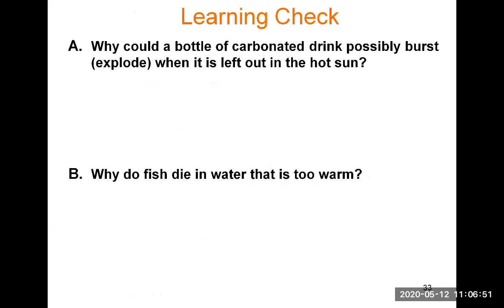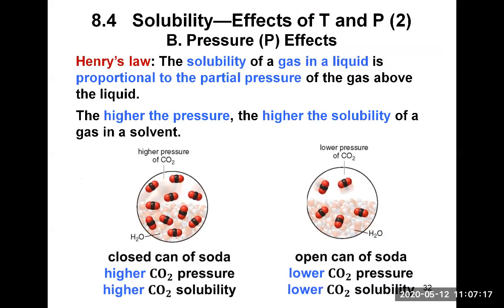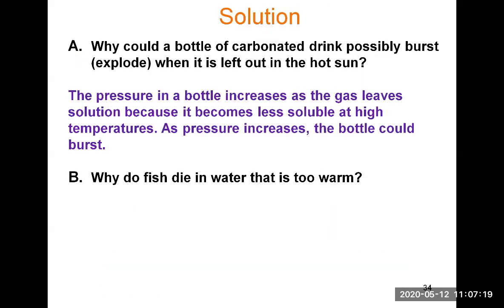So this is the effect of temperature. Solubility decreases when temperature increases. So the gas will want to get into the gas phase above the liquid. And so you will accumulate gas above the liquid. And the more gas in that tight space will increase the pressure, and that's why the bottle could burst. The pressure in a bottle increases as the gas leaves solution because it becomes less soluble at high temperatures. And so as pressure increases, the bottle could burst.